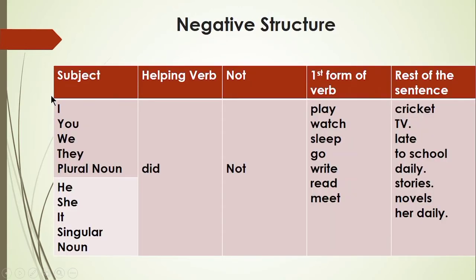Next we have negative. For negative, we introduce did after the subjects. So we have subject, then did, then not. Remember, did is the second form of verb. That is why the main verb is converted from second form of the verb into first form. And then rest of the sentence.